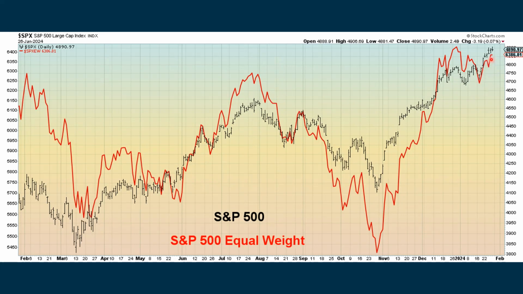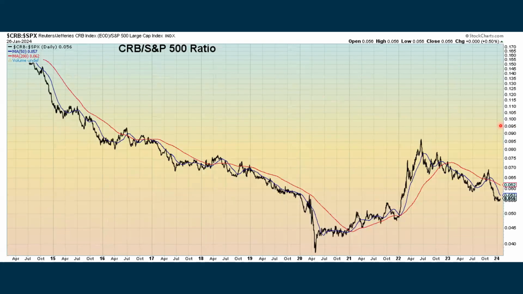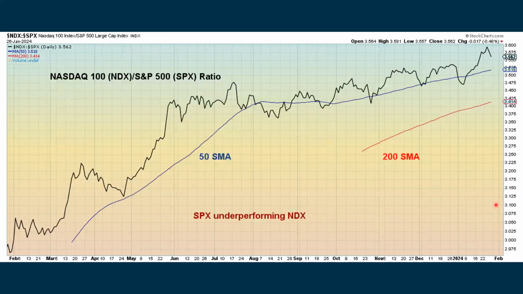When the red line is underneath the bar chart here, that means that the equal weight index has been underperforming. And that's where we saw a lot of the strength in 2023: the mega caps were really outperforming. We look at a ratio between the S&P 500, which are stocks, and the CRB index, which are commodities, showing that stocks continue to outperform. Here's an inverse of that same chart showing how commodities are underperforming.